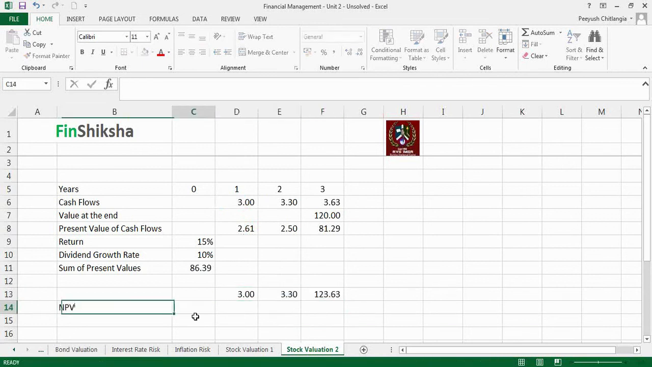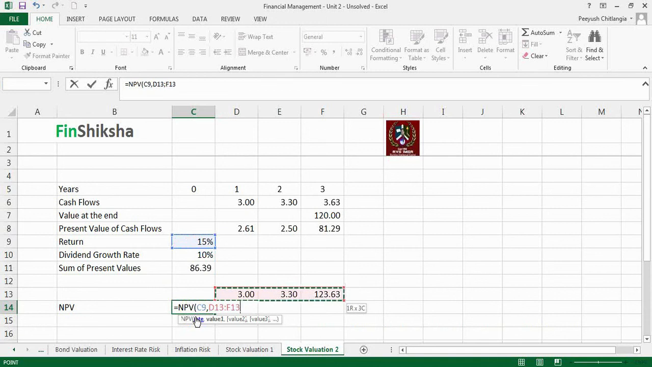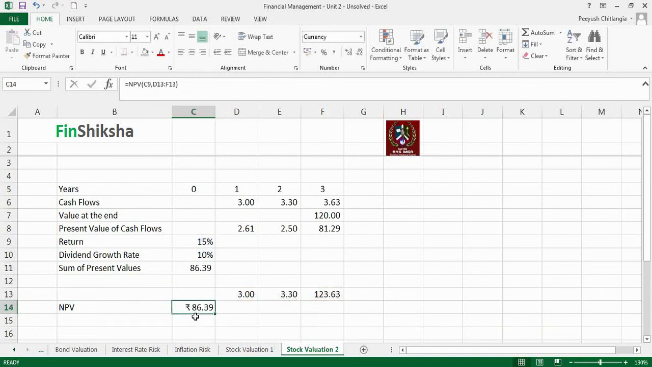These are the set of cash flows. We could have found the net present value as well using the formula of NPV, return 15%, and this is my set of cash flows. We'll get the NPV as 86.39, which is just what we just calculated, right? Now we are being told that someone goes and actually pays 103 for this stock. If you pay 103 for this stock, what is the expected return going to be, right?